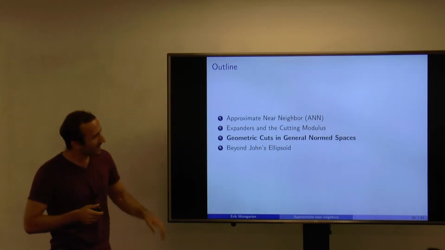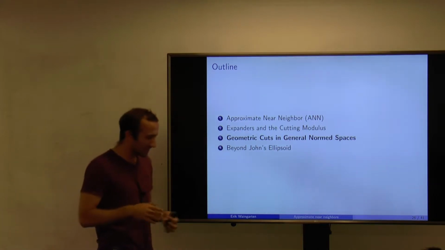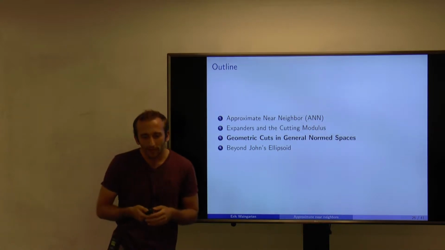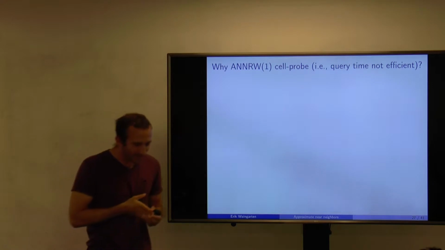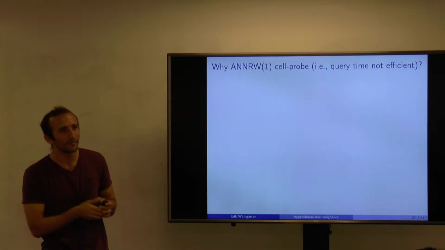Okay, so now I'll explain why there is a second paper, so why we couldn't go beyond cell probe and what the problem was, and then how we'll address it. Okay, so why was it cell probe? Let's just take a step back and review what we did.